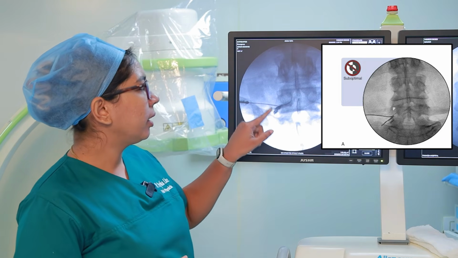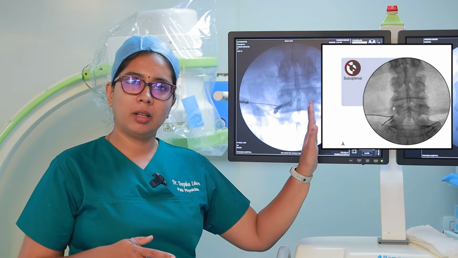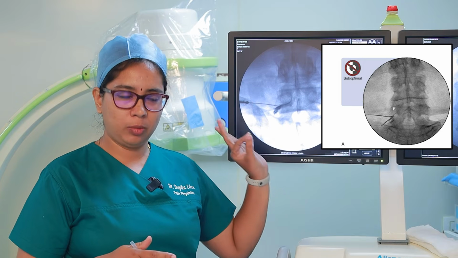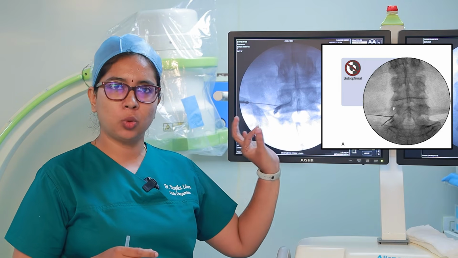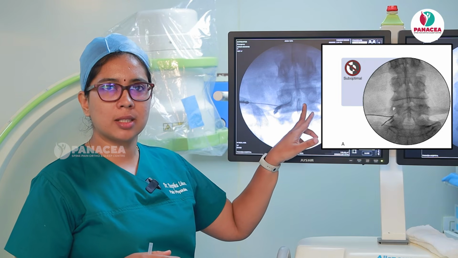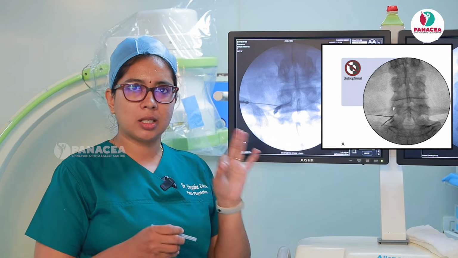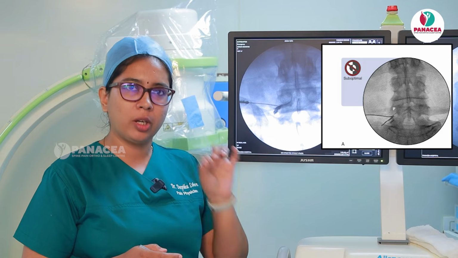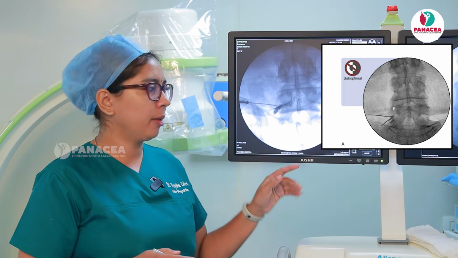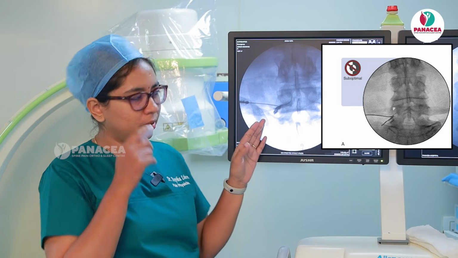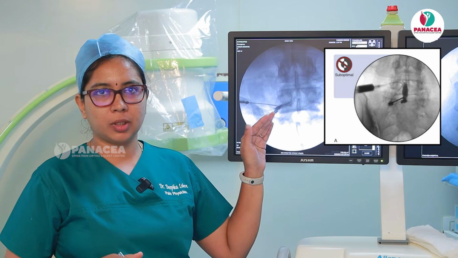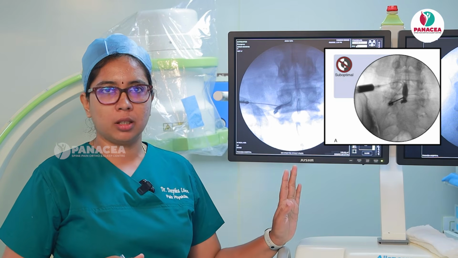That means that it is still outside and it is just near the nerve root, but it has not gone inside still. That means maybe it is touching the pedicle, but still you need to negotiate more, the depth should be increased, go more medially. Next, if it has gone into the dura, that is, dural puncture has occurred.